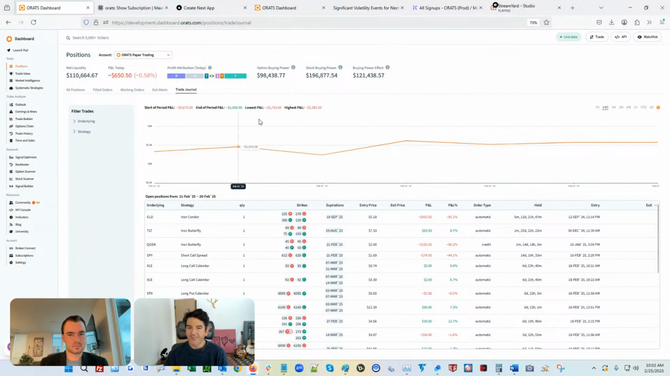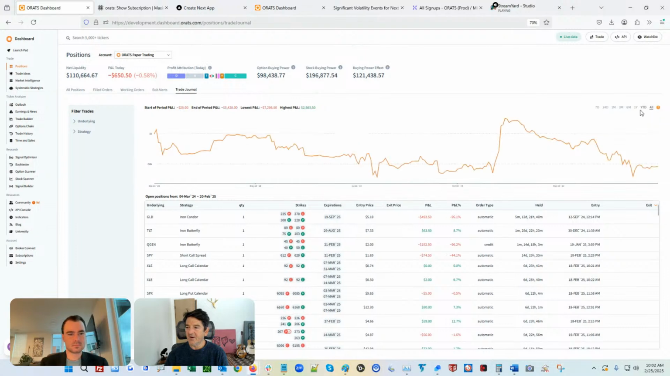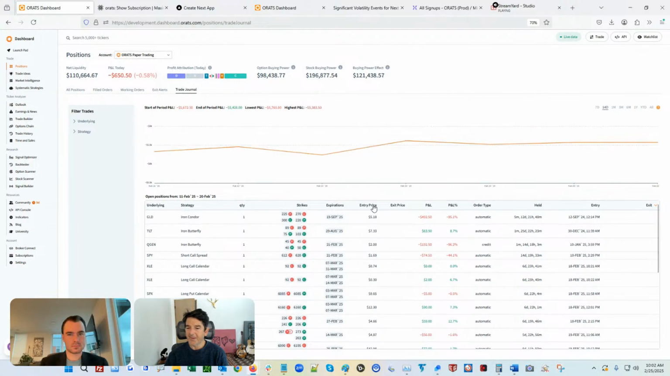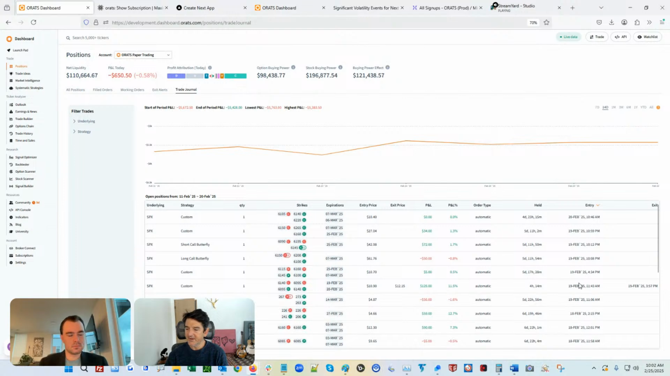So I could go to the trade journal. I could go to the last 14 days, I could go to all, I could go to whatever. I'm going to go the last 14 days and sort by entry. It was the 18th the last time we had it. So this shows us up, but the market's down today, so we're losing a little bit on that. But that's the trade that we got into.